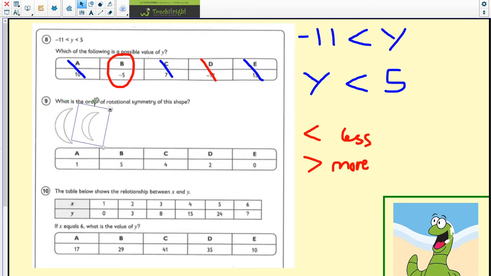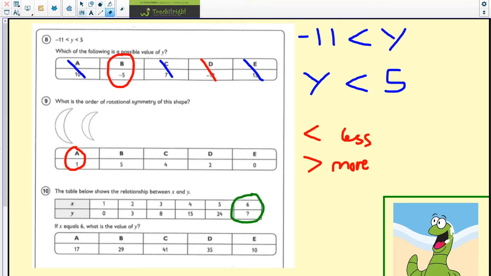So if I start spinning it, nope, not the same, nope, not the same, not the same, yes, the same, back to where we started. So the order of rotational symmetry for this one is one, because only in one full 360 rotation did it match the shape that it started as only once. Whereas if you did it with a square, for example, it would match itself 4 times. Every 90 degrees, it would become the same shape again. So there you go.